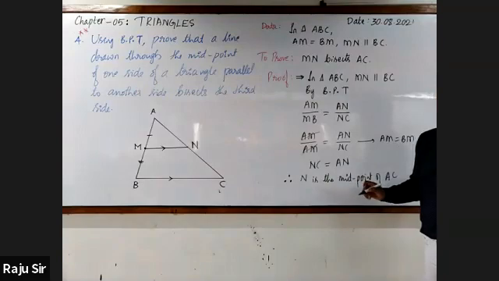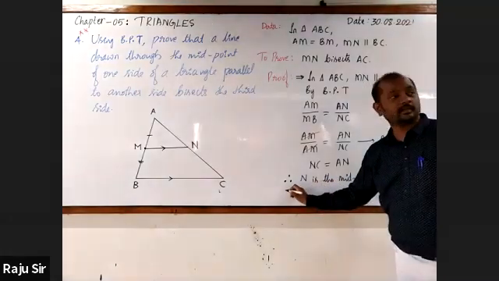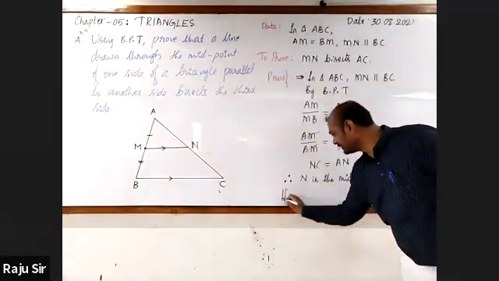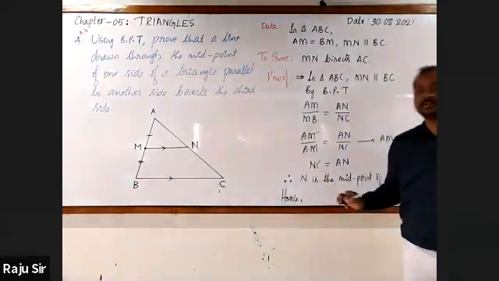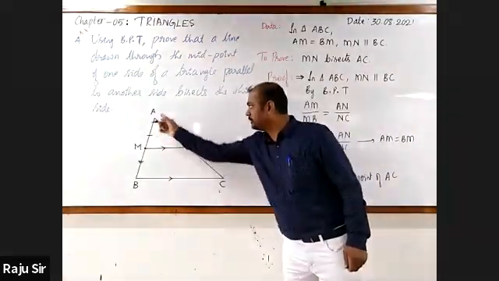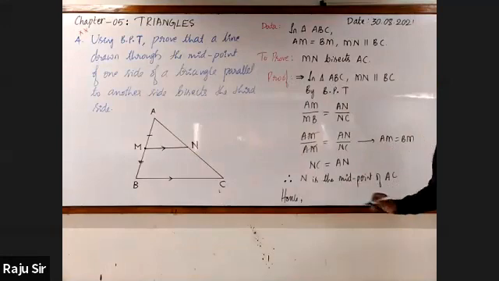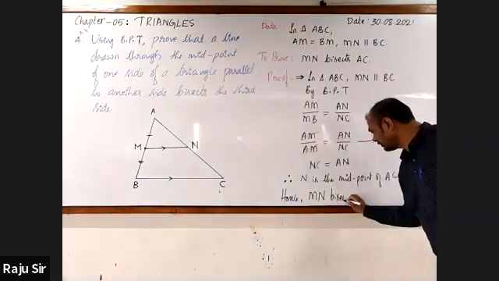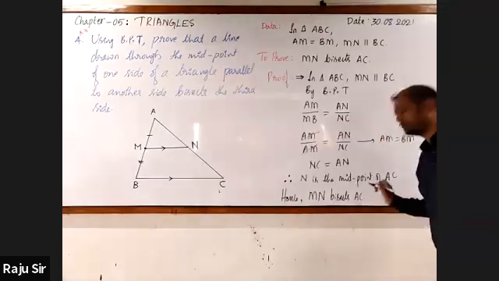Then further, therefore, N bisects AC. MN bisects AC.